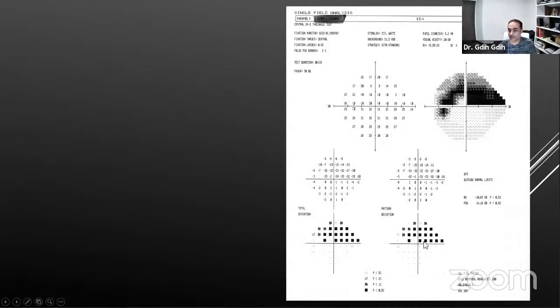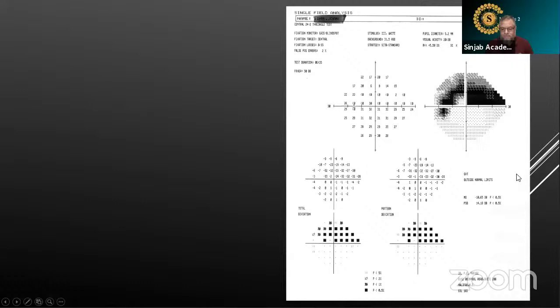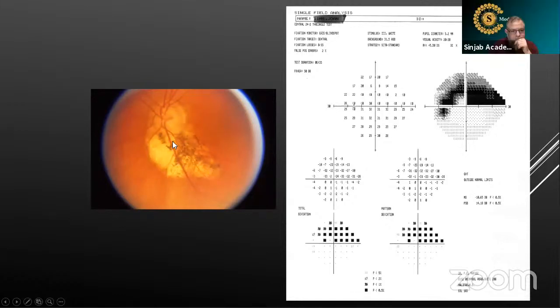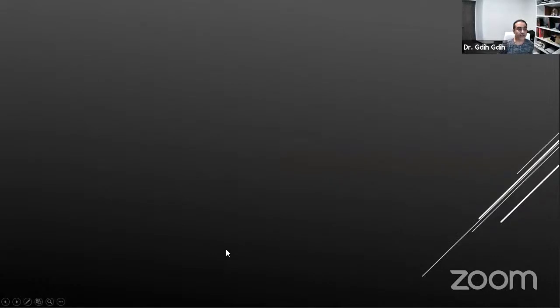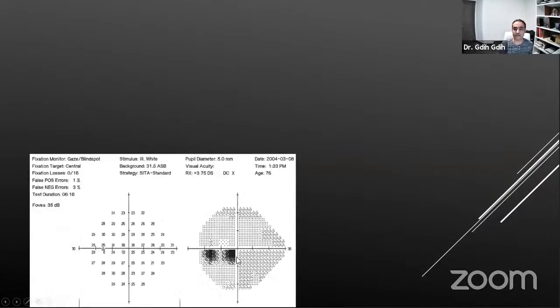Okay, let's look at another one. Let's count how many points we have. 1, 2, 3, 4, 5, 6. We have a lot. GHT outside normal limits, PSD less than 0.5%. Is it an area that's common for glaucoma? Yes. Okay, is it glaucoma? We don't know. Let's look at the fundus. Look at this: toxo scar, chorioretinal atrophy, optic nerve totally fine. That's why clinical correlation is number one.